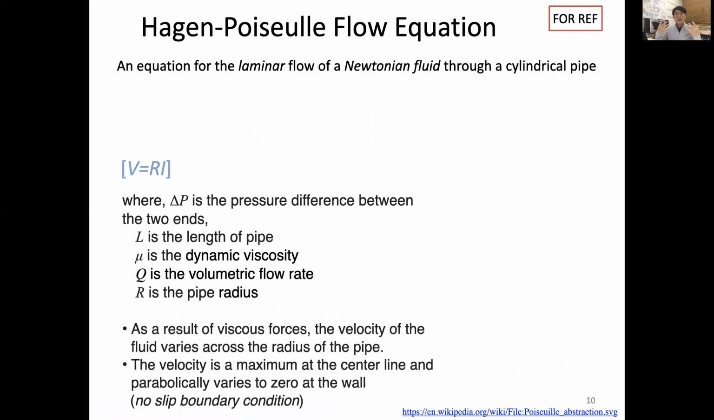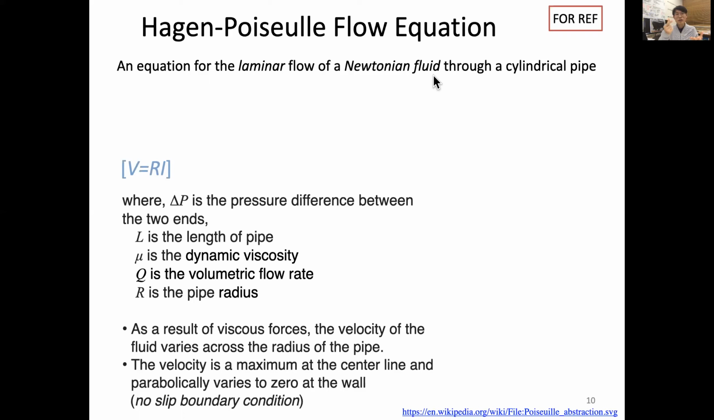So now, around the same time in history, Hagen and Poiseuille from France derived a flow equation. And that has an assumption called laminar flow. Laminar means a sheet-like structure in the flow, and Newtonian fluid. Newtonian fluid, there's a non-Newtonian fluid concept, which means the viscosity stays constant.